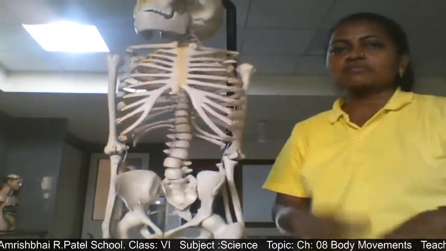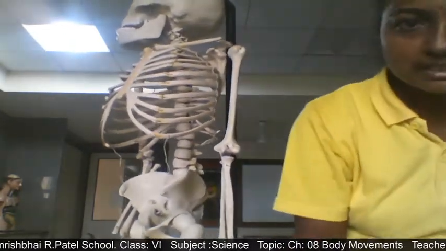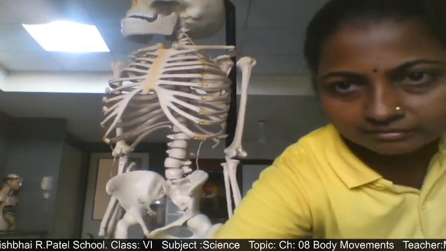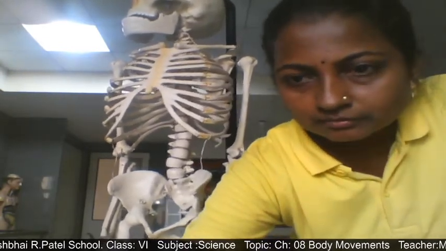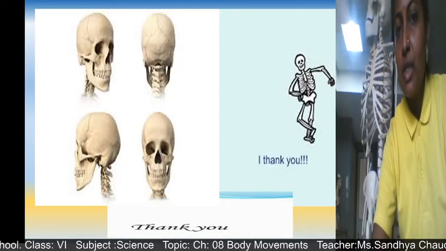Here is just a structure of skeleton. You should know all these types of joints. That's why I have shown you this. So these all are joints, children. Okay, so we have seen today all types of joint.